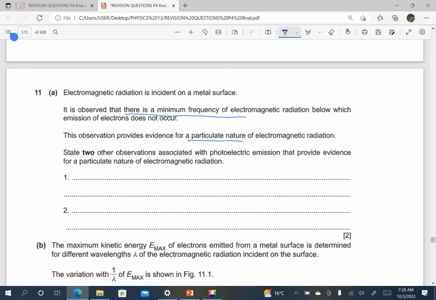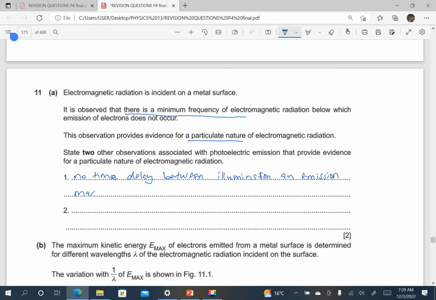Number one, we talked about instantaneous emission, that is, there is no time delay between illumination and emission.